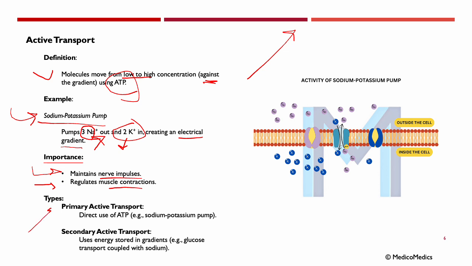Now, we have 2 types of active transport. We have primary active transport, where we have the direct use of ATP, so like the sodium-potassium pump. But then we have secondary active transport, where we use energy stored in gradients. So, for example, glucose transport coupled with sodium.